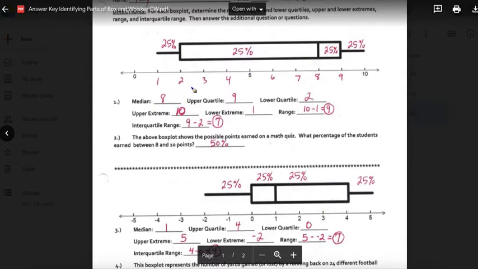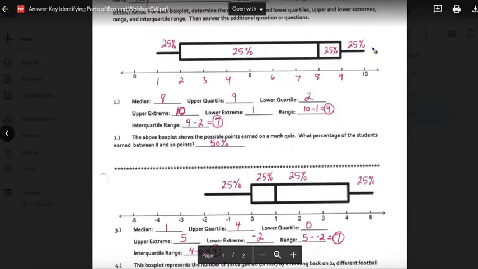Okay, so the median is where the box is cut. So right here is 8. The upper quartile was 9. So that's the end of the box. The lower quartile, the beginning of the box, was 2. The upper extreme, which is the end of the whisker here, is 10. And the lower extreme, which is the beginning of the whisker, is 1.